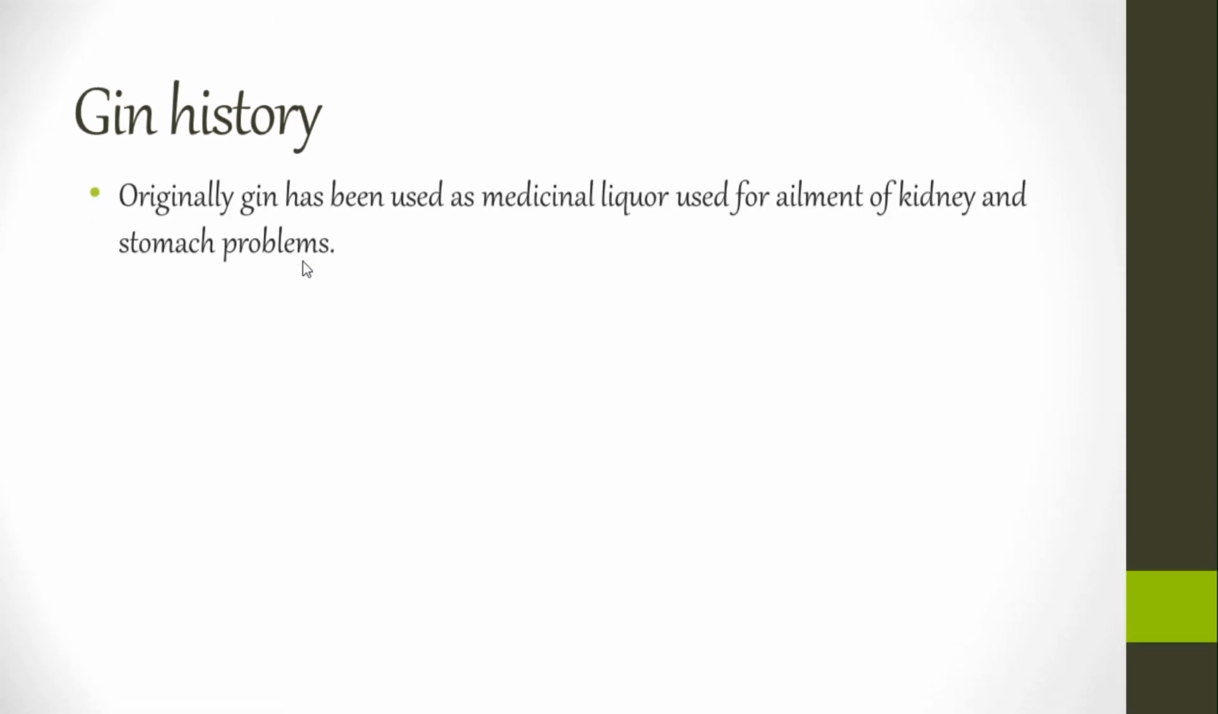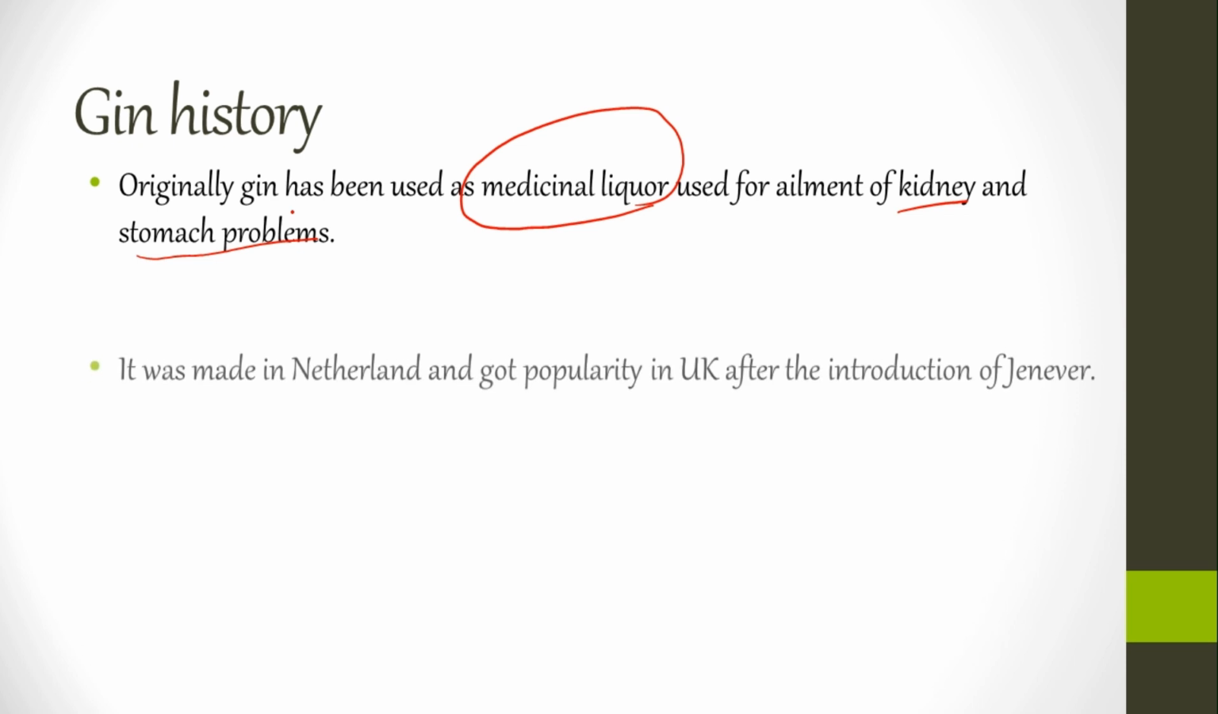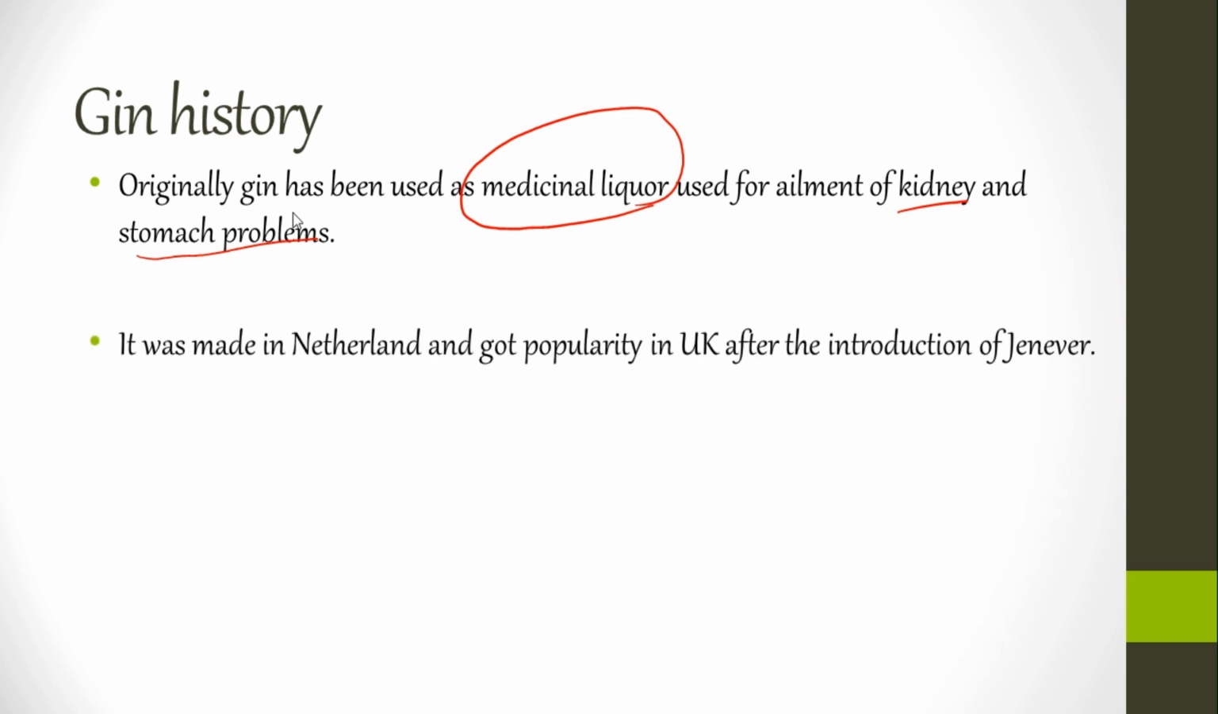A little bit about the history. It was originally used as a medicinal liquor, for the ailment of kidney and stomach problems. This was the reason why it was invented, and it was invented in Netherlands. It originated from Netherlands and it got popularity in UK after the introduction of Genever. Genever is a type of basic gin, the old style, traditional gin, which was made earlier by the pot still method, that we will discuss in the next slides.